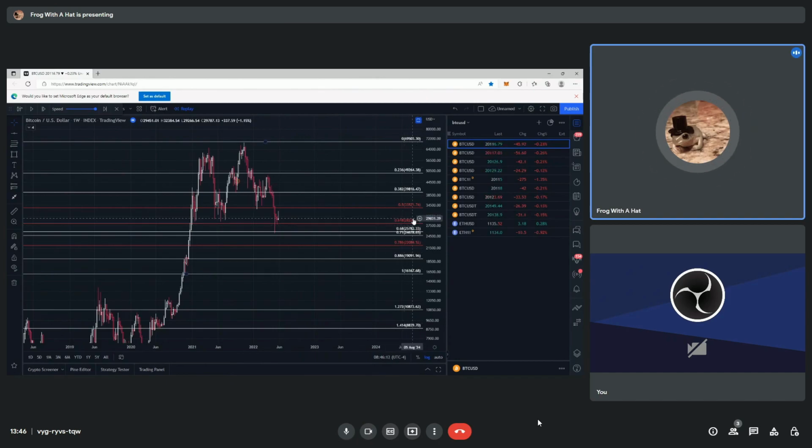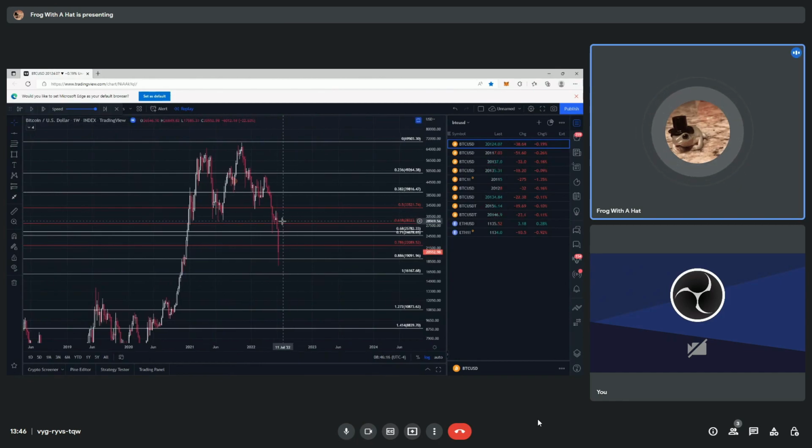This could be considered a really good support. Let's see what happens. We lost the 618. When we lost the 618, you see we went right through the 786. The 786 is called the reversal fib.